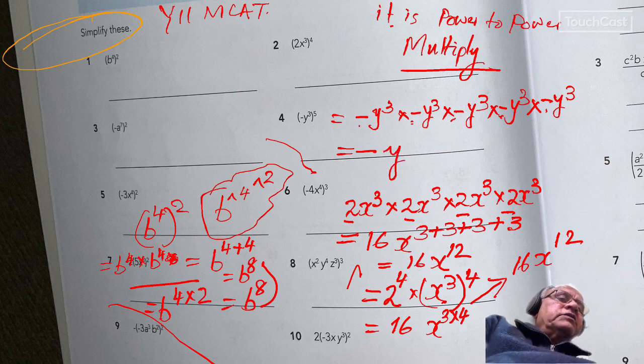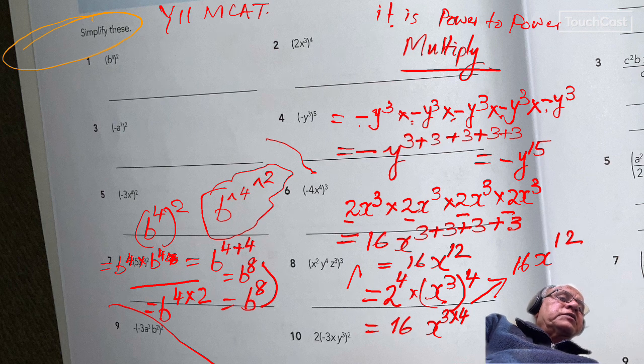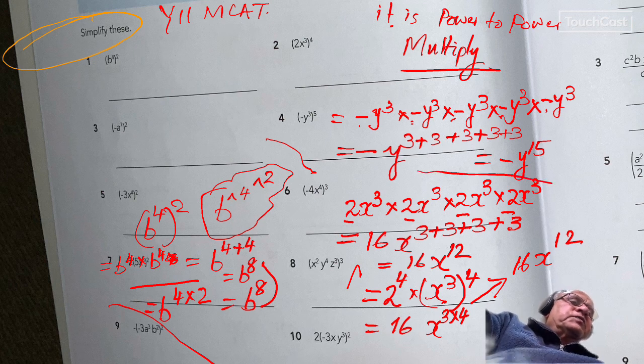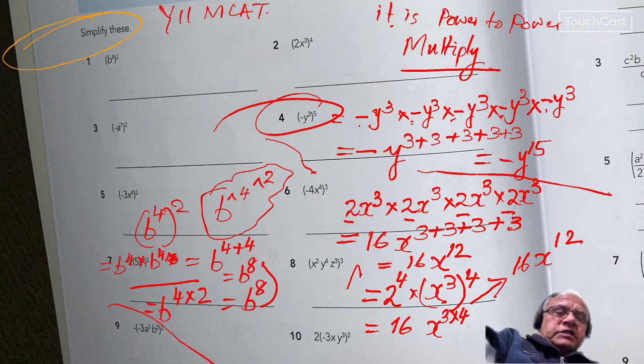And for y to the power 3, we have to add 5 times, and that will give you 15. I could have got the same answer by multiplying 3 times 5, right? So the final answer for this one is negative y to the power 15.